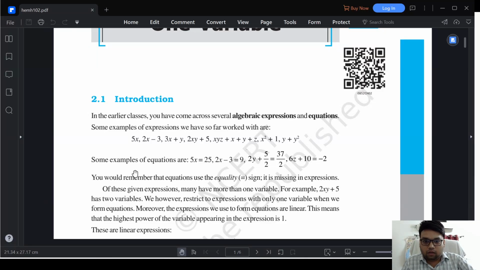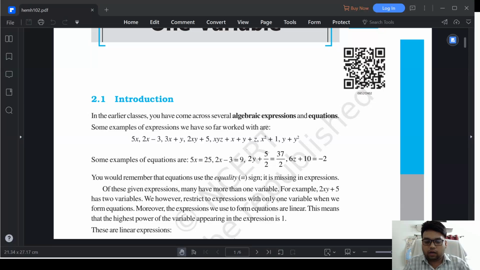There are some examples like the equation 5x is equal to 25, then what is the value of x? 2x minus 3 is equal to 9, then what is the value of x? 2y plus 5 by 2 is equal to this much, then what is the value of y? We have to solve and get the answer. This example is more tricky than the other examples, so let us try this example.